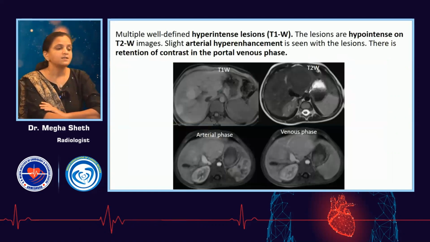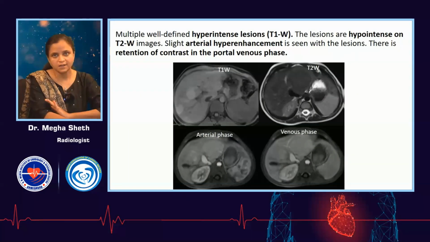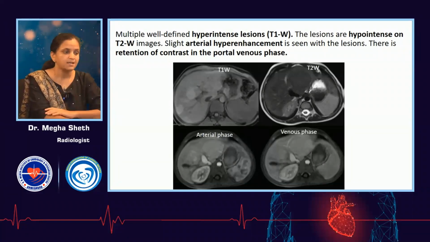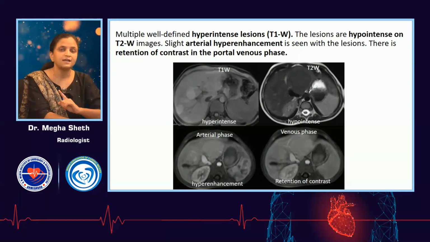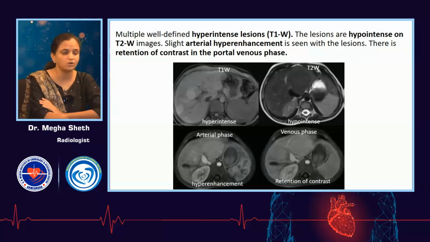These liver lesions generally do not require characterization, but sometimes if there is confusion we require characterization by MRI. See what happens on T1 weighted imaging, these lesions are hyperintense, they are hypointense on T2 weighted images. If we administer contrast, then on arterial phase there is hyperenhancement with retention of contrast in the venous phase. So this is about the liver lesions.